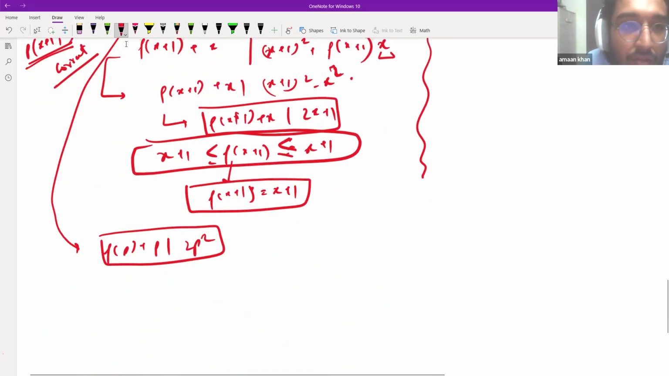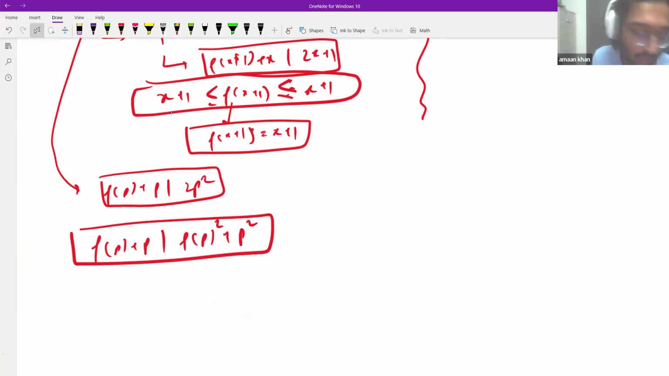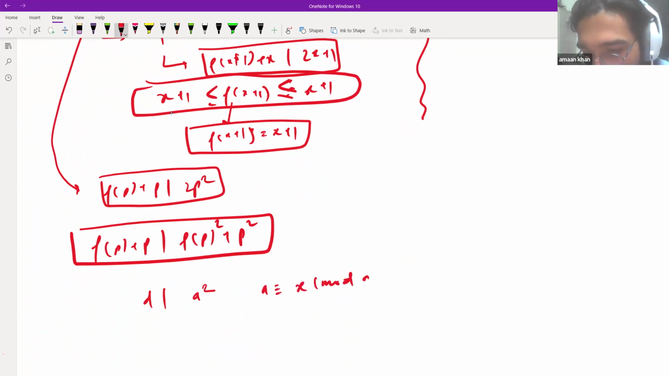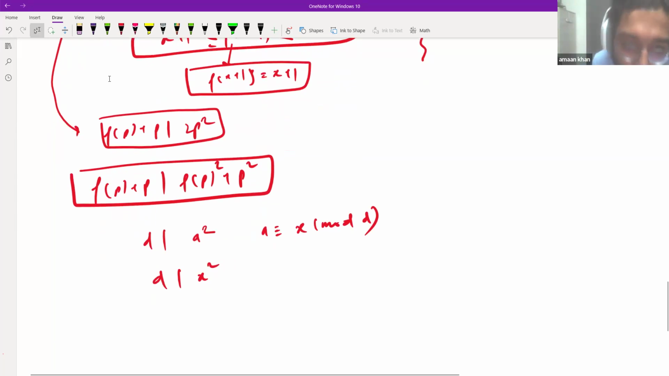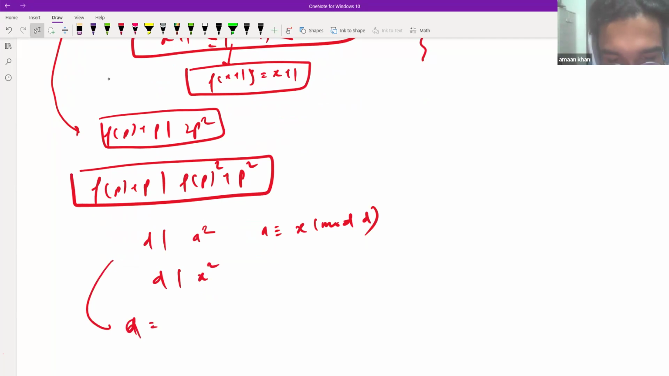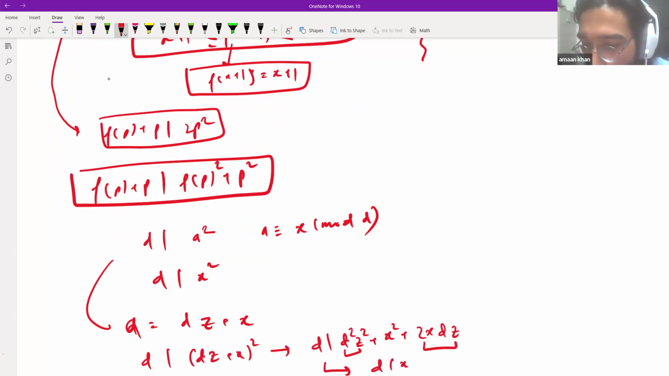So, okay, f of p plus p divides f of p square plus p square, right? So this was the thing we had. This is fine, right? Now suppose d divides a square and a was congruent to x mod d. Then I'm saying d divides x square. How? Suppose a is equal to d times some z plus x. Then d divides dz plus x squared, so d divides d square z square plus x square plus 2x dz. Because these two terms are divisible by d, d must divide x square.